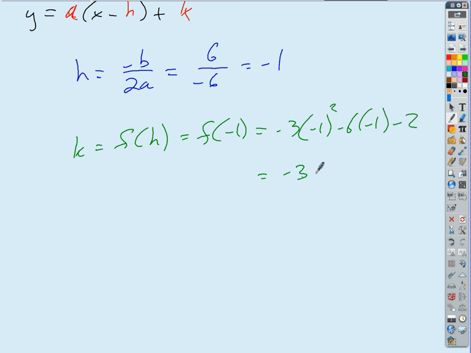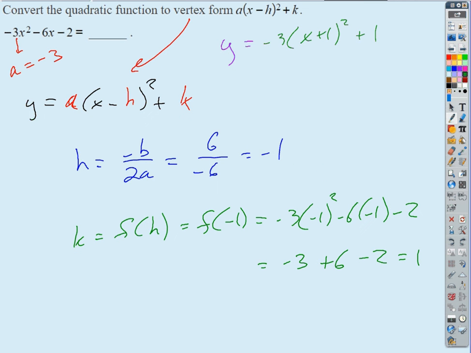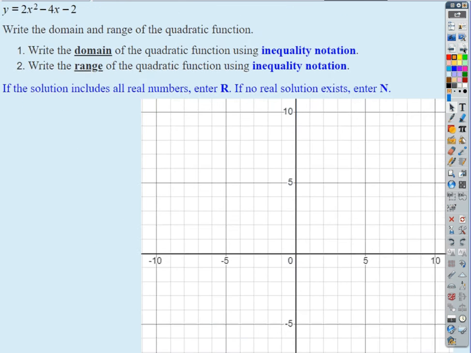Negative 3 plus 6 minus 2, so 1. Well, what do you know? If we plug that stuff in, isn't this what we get? I'm getting negative 3 times x minus negative 1 squared plus 1 if I plug all those things in, right? So either way. Which brings us to this last problem.